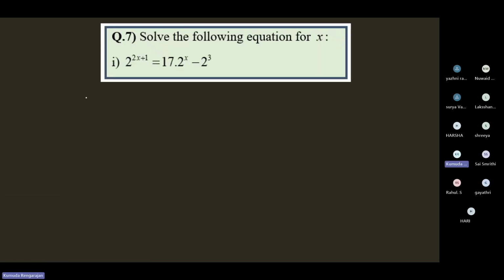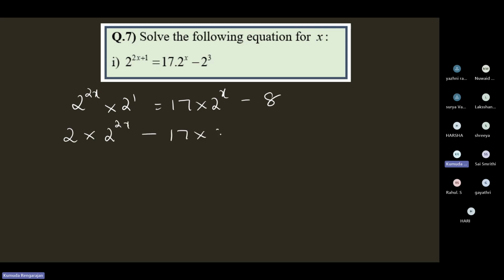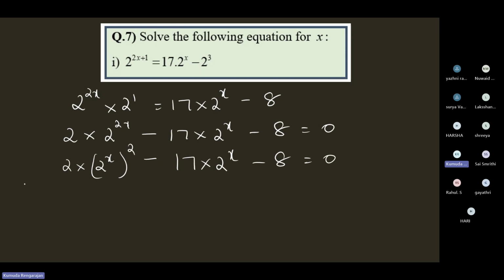We'll see it again. So see here, quickly we'll do it. 2 to the power 2x into 2 to the power 1 is equal to 17 into 2 to the power x minus 8. Bringing all the terms to one side, 2 into 2 to the power 2x minus 17 into 2 to the power x minus 8 is equal to 0. 2 into (2 to the power x) the whole square minus 17 into 2 to the power x minus 8 is equal to 0. Let 2 to the power x be equal to y. Now replacing, we get 2y square minus 17y minus 8 is equal to 0. So this is the quadratic equation.